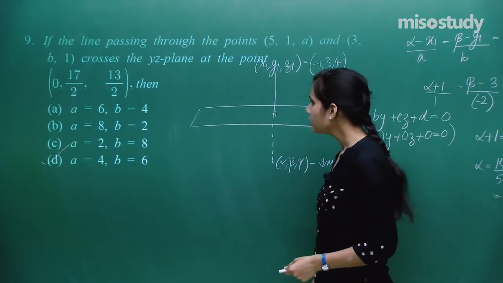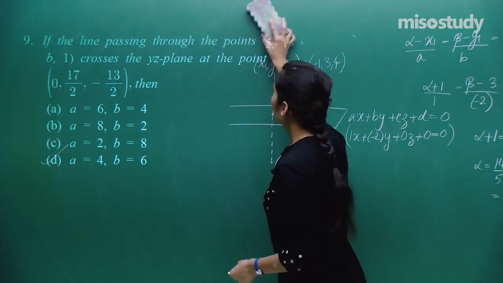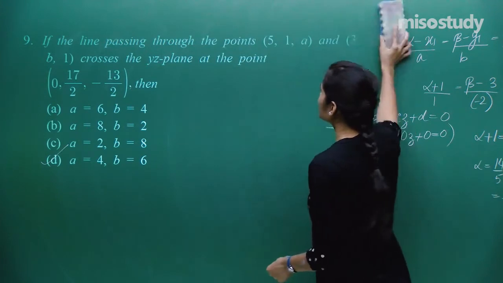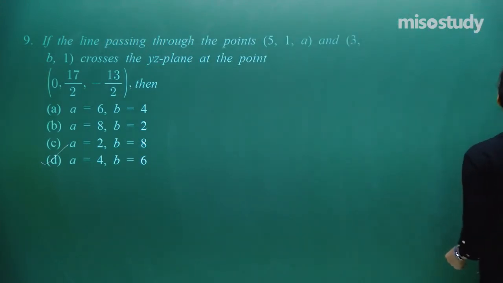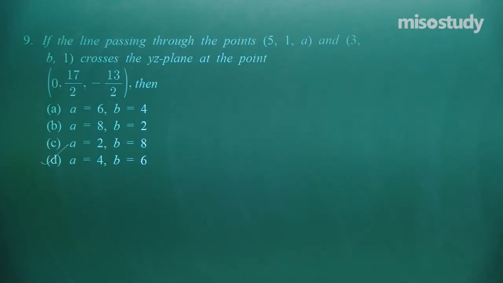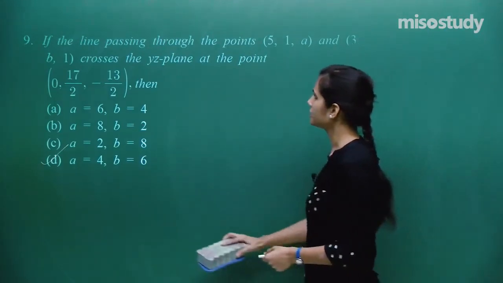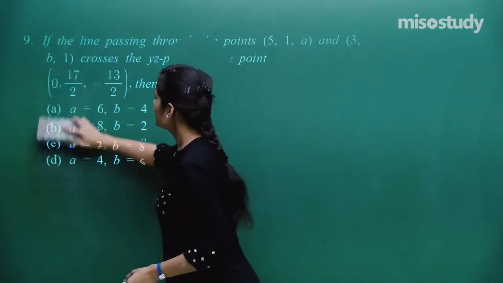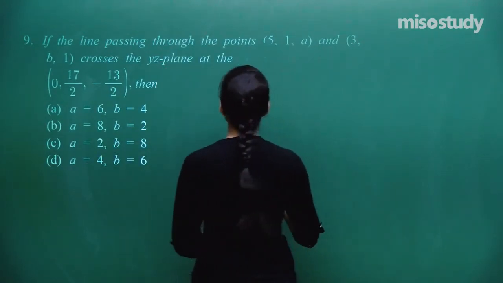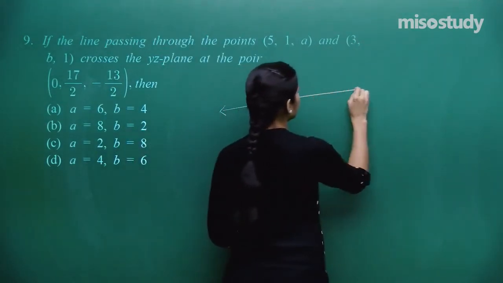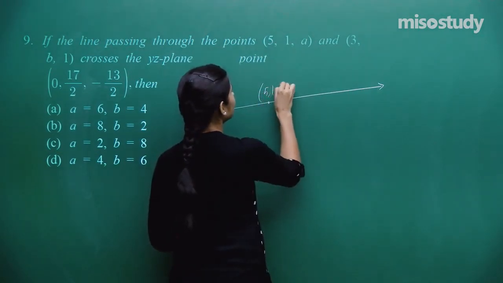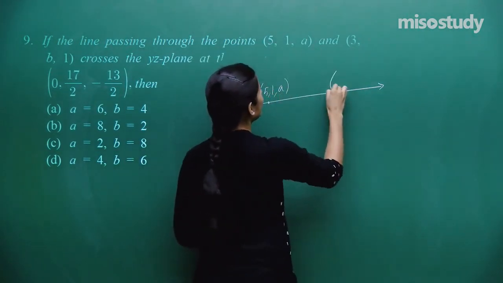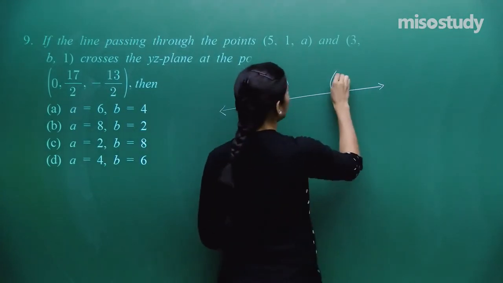Question number 9. If the line passing through these 2 points crosses the YZ plane at this point, then what is the value of A, B, C? Okay. First thing that you need is the equation of a line passing through 2 points. This is the line passing through the point 5, 1, A, and here it is 3, B, 1.